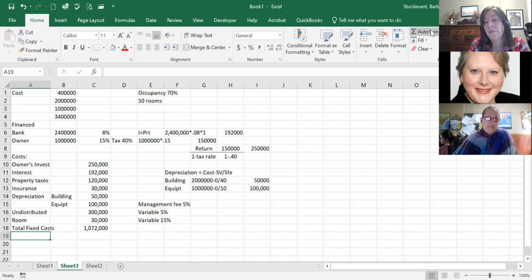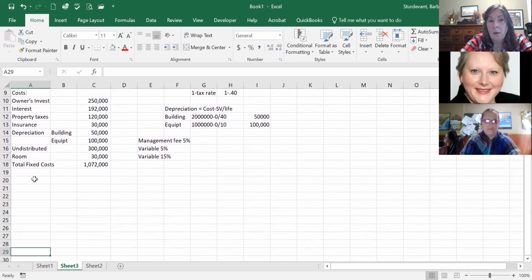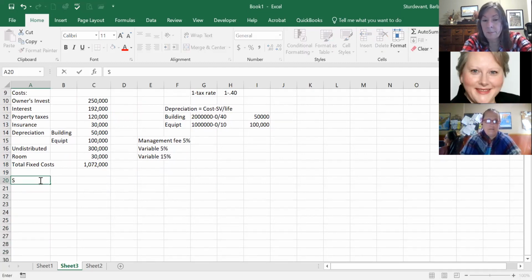Okay, so that is our fixed costs. And now we get to do algebra. In the sales, we need to cover the fixed costs and all these variables. We have a management fee. We have undistributed variable 5%. We have a room variable of 15%. They have to be built into our formula. That's the only place that they go. All right, so our sales, and we're going to call that X, is equal to the fixed cost first, and then all of our variables.